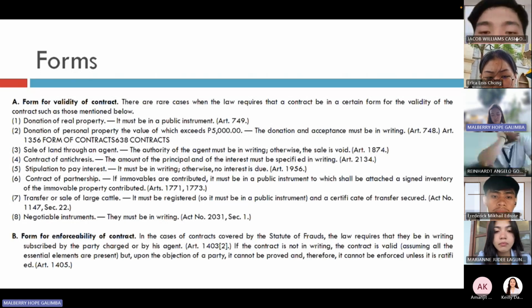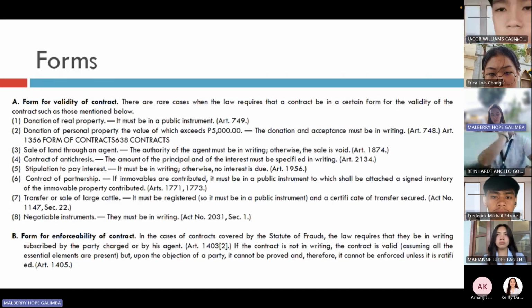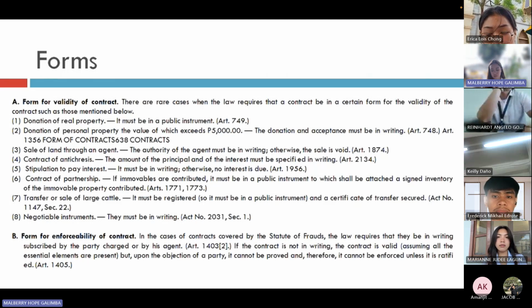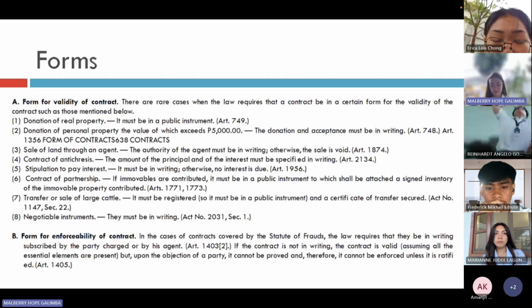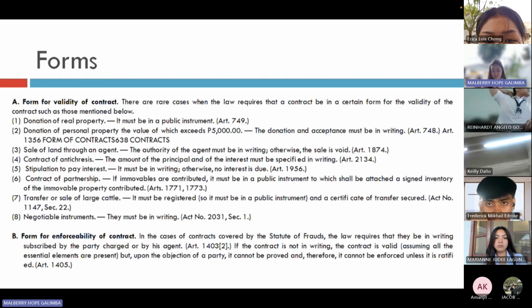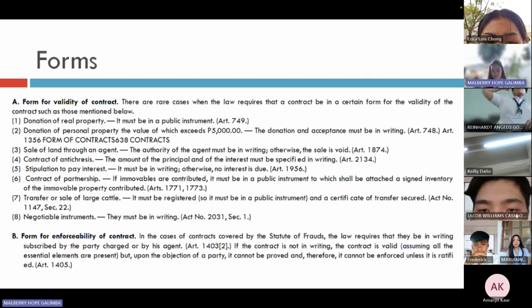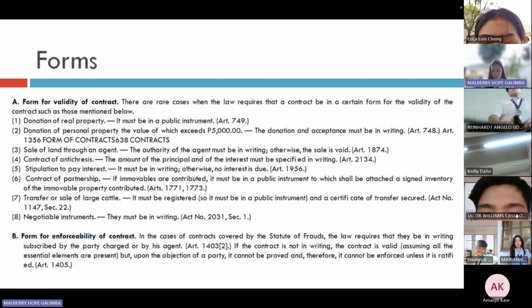Transfer or sale of large cattle, if you sell large cattle, it must be registered. So it must be in a public instrument and a certificate of transfer secured. Negotiable instruments such as promissory notes or bills of exchange, such as checks, must be in writing in order that you can further negotiate the negotiable instrument, further endorse it to another person. Now, the instances that I have enumerated affect the validity of the contract. In these 8 instances, though they are not exclusive, meaning there are some other instances which affect the validity of the contract if it does not conform to a specific form.